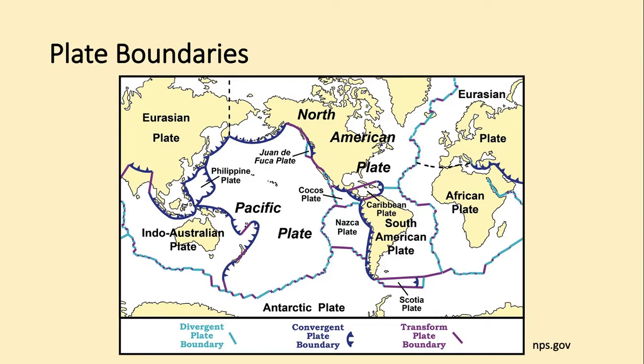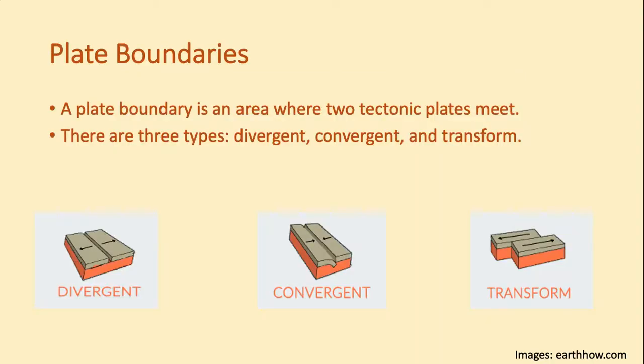So here's a map of different plate boundaries, and there's 3 different types of plate boundaries, and we're going to talk about those and come back to this map again. But anywhere where there's 2 different tectonic plates touching, it's called a plate boundary. A plate boundary is an area where 2 tectonic plates meet. There's 3 types: divergent, convergent, and transform.